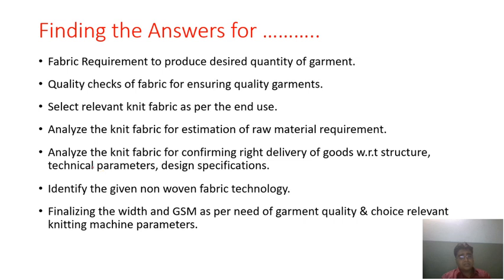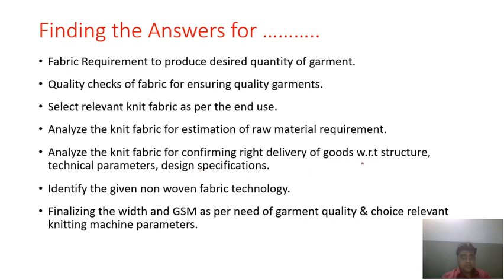Now another aspect you can say is to analyze the knit fabric for confirming the right delivery of goods. As an industrialist, as a technocrat, your role is to deliver the right quality of goods at the right time. Now what is meant by right quality of the goods? This may be with structure, with technical parameters, with design specifications.